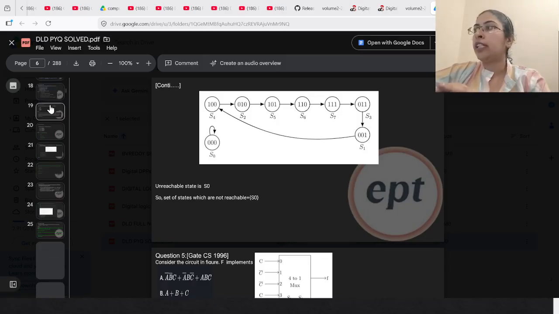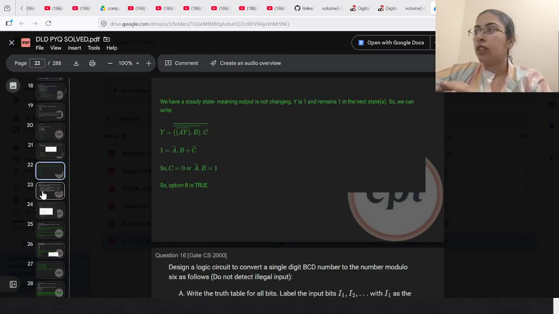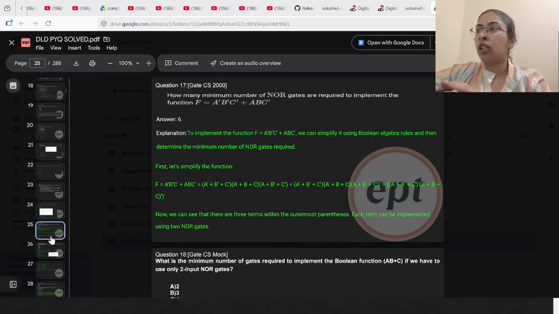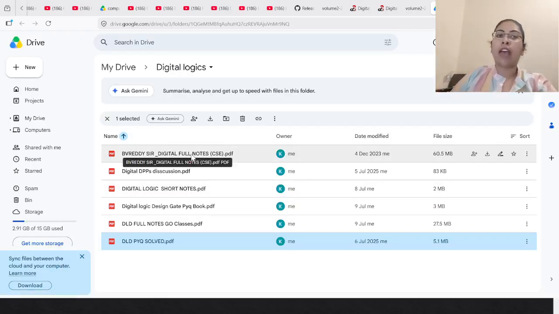There are 288 slides which you can solve all the GATE PYQs from here. Okay. So this way I have organized every material at one place of the digital logic in the Google Drive so that you don't have to spend much time collecting each resource. You just simply get the resource in a very easy manner and prepare it.